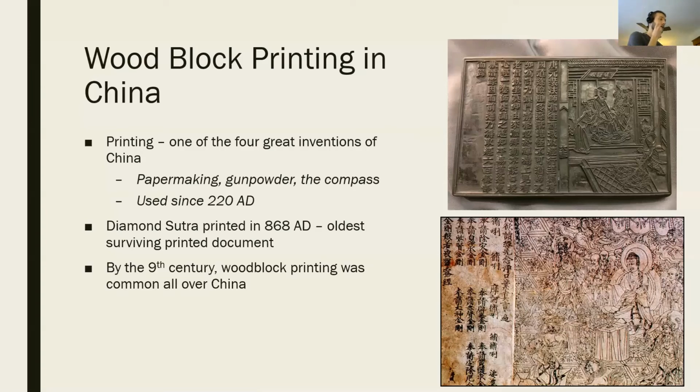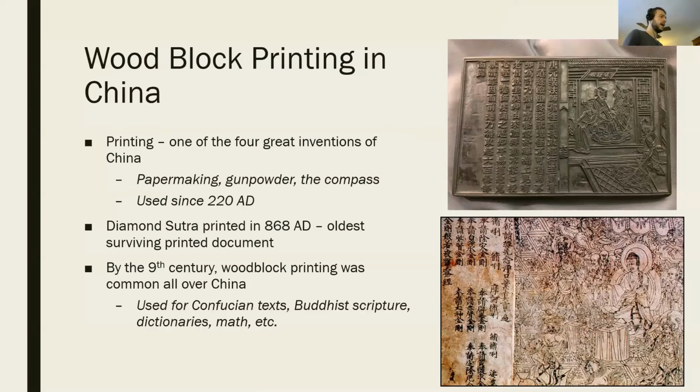And by the 9th century, woodblock printing wasn't a novelty invention. It was something that was very commonplace all throughout China. So that's something important to note as well. These wood blocks were used to reproduce Confucian texts, Buddhist scriptures, dictionaries, math, etc. So it was especially important for reproducing these texts, which were very useful for a wide number of people. The need was recognized very early that having a mechanical device which could reproduce a text in great amounts without having to write out the whole thing was a very, very useful invention.